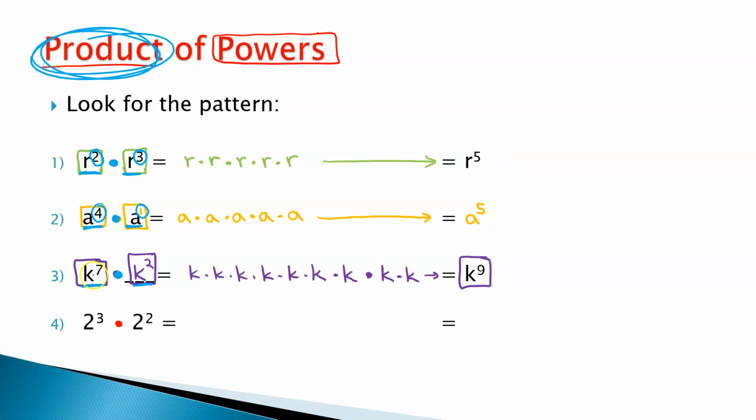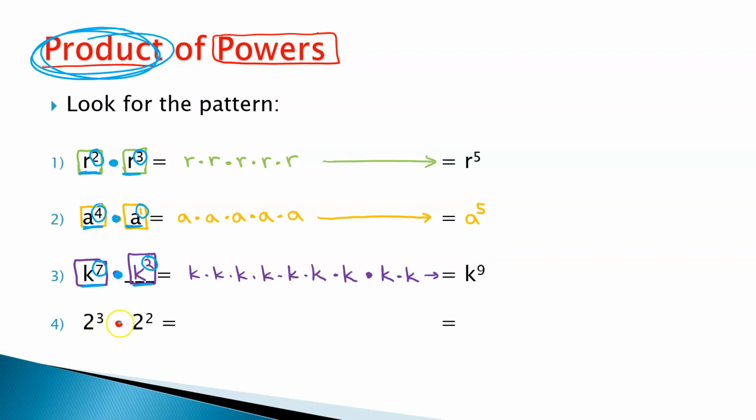Same thing for the third example, k to the 7th. There were 7 k's times k to the 2nd. There were 2 more. Well, 7 plus 2 gives us 9. And this is a little awkward because you're multiplying, but you end up adding the exponents, right? So again, it is a little awkward. So let's move on to the next one here and see if we can figure it out.